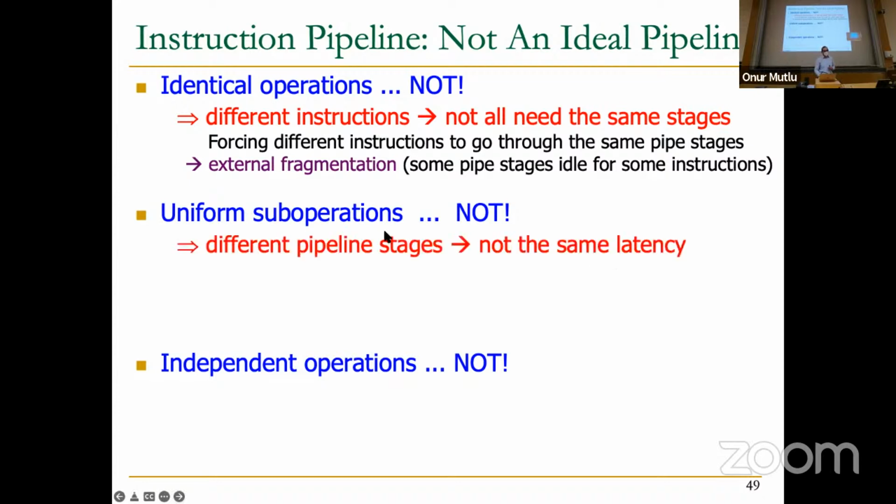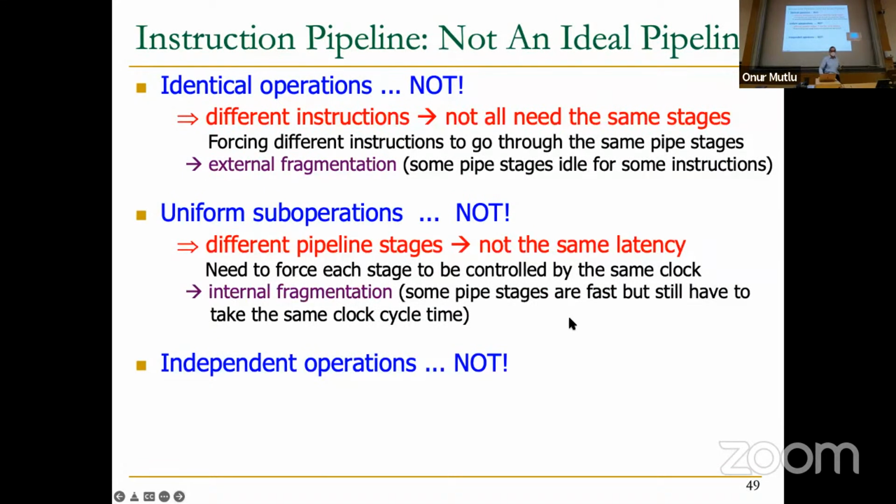Okay, uniform sub-operations, I think we've already seen this. Different pipeline stages are not exactly the same latency. I mean, they have to be the same clock cycle, but they don't necessarily have the same latency for useful work that they're doing. And you need to force each stage to be controlled by the same clock. This leads to internal fragmentation, meaning some pipe stages waste some work. They're fast, but they still need to obey the clock cycle time dictated by the longest pipeline stage that's doing useful work in that amount of time. As a result, some part of the clock cycle is wasted in some pipeline stages.